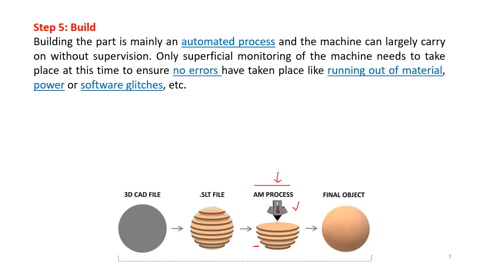Only partially, some superficial monitoring of the machine needs to take place by the operator, so that there are no errors, like a run out of material, meaning material gets exhausted, or a power failure, or some software glitches or technical faults which may occur during the building process. For that we require supervision.